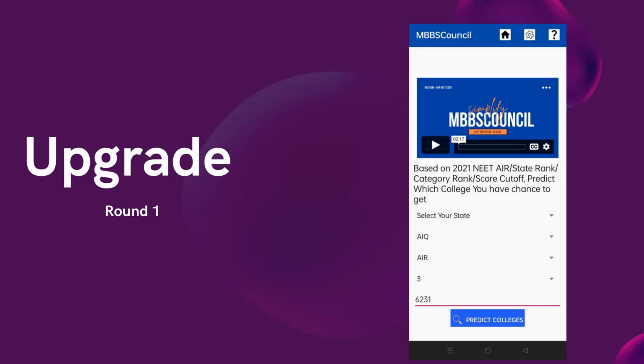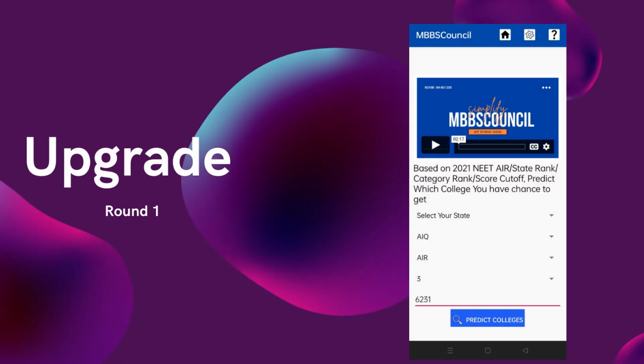Now let's see about upgradation rules. Upgradation is allowed from round 1 to round 2 only.